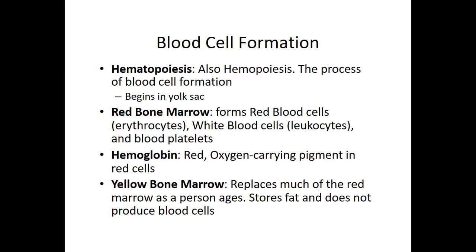Your yellow bone marrow is what replaces much of your red bone marrow as you age. Your yellow bone marrow does not produce blood cells. It's yellow because that is the color of fat. Yellow bone marrow is primarily there to store fat. So it replaces your red bone marrow more and more as you get older, so that you're producing less red blood cells or less formed elements in your blood, and you are storing more fat in your bones.